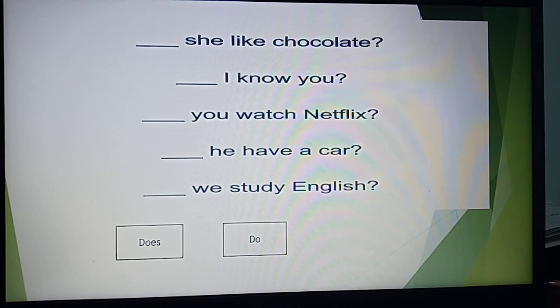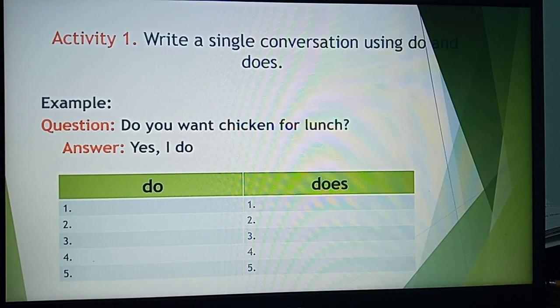So moving on. For your activity today, you're going to write this on your notebook. Again, you write these activities on your notebook. You got 3 activities today. So the first activity, you are going to write a single conversation using do and does.